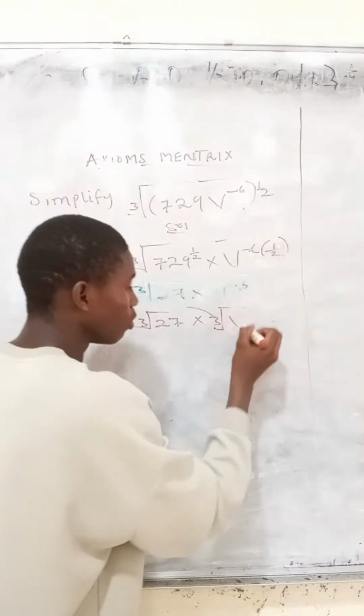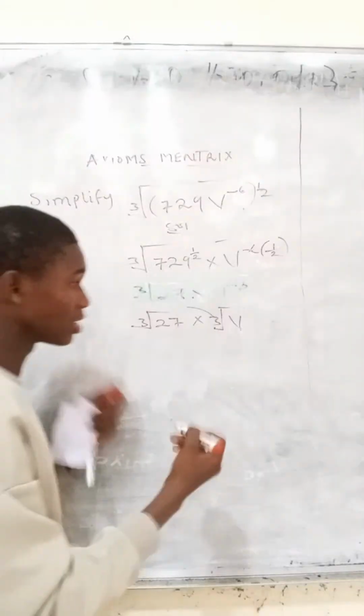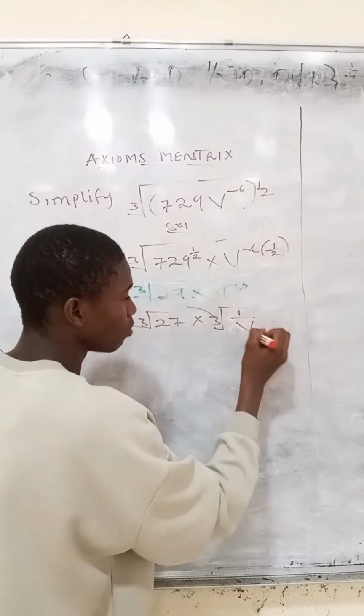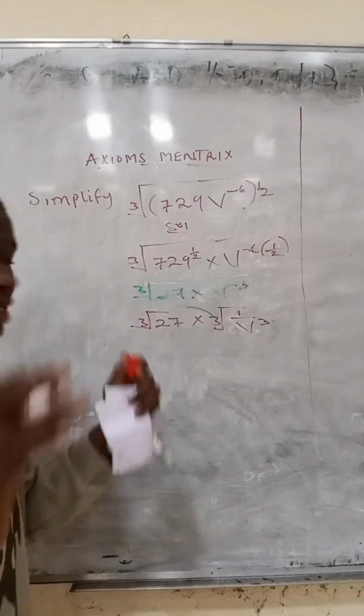So my V is raised to the power of minus 3. When you see something like this in indices, it simply means 1 over V raised to the power of 3. So now let's simplify everything and get the final answer for this.